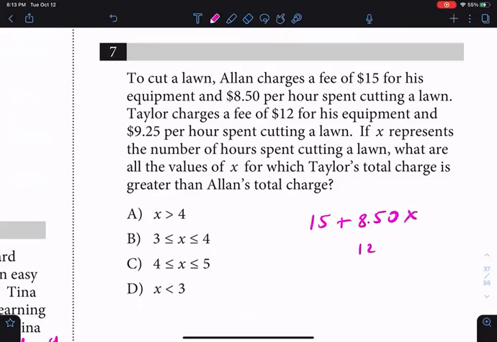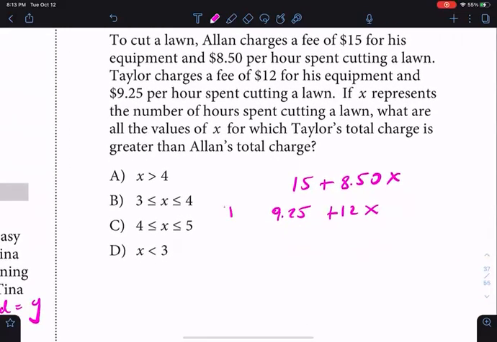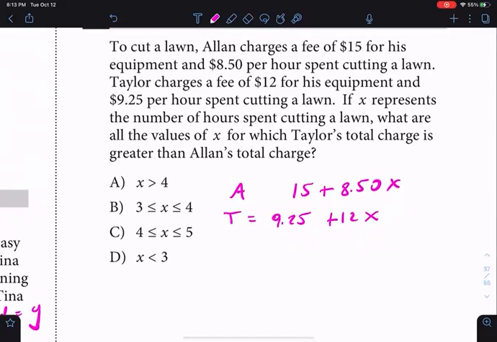I should put X here. And Taylor charged $12 per hour and $9.25 for his equipment. If X represents the number of hours spent cutting a lawn, what are the values of X for which Taylor's total charge is greater than Alan's? So this is Taylor, and the other guy is Alan.